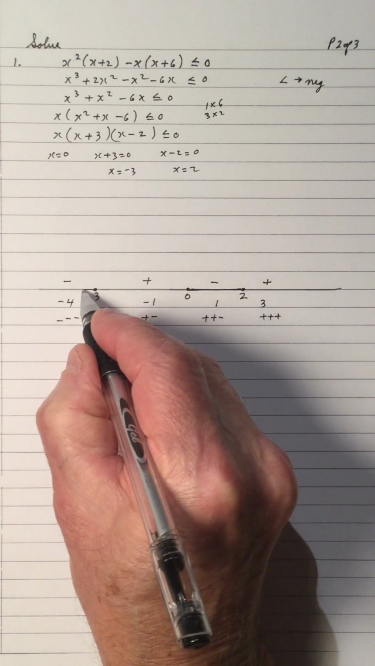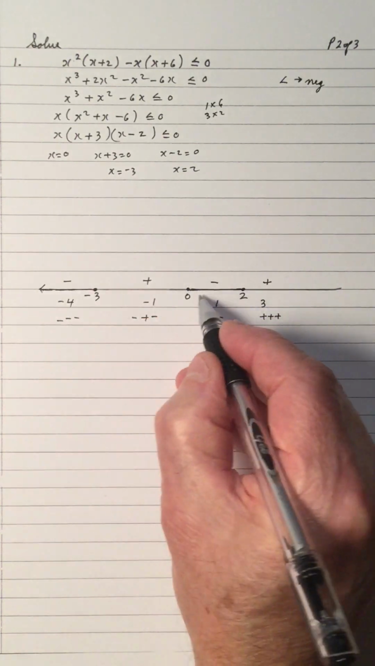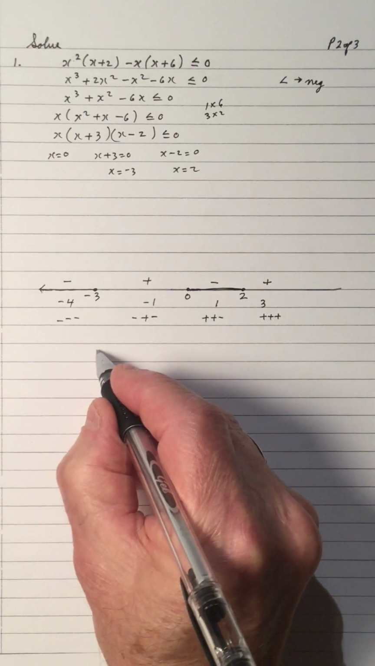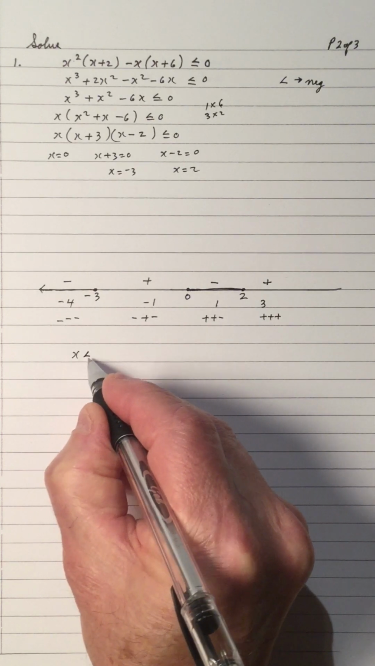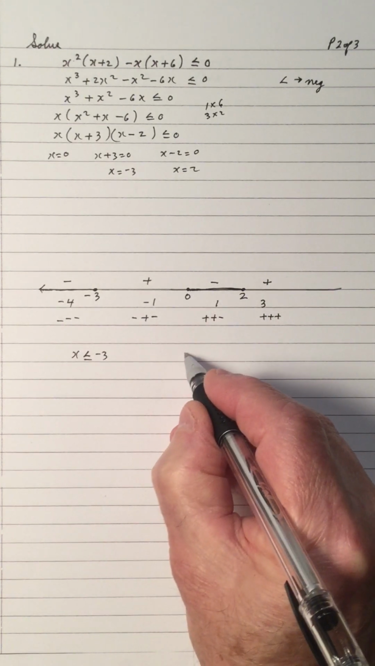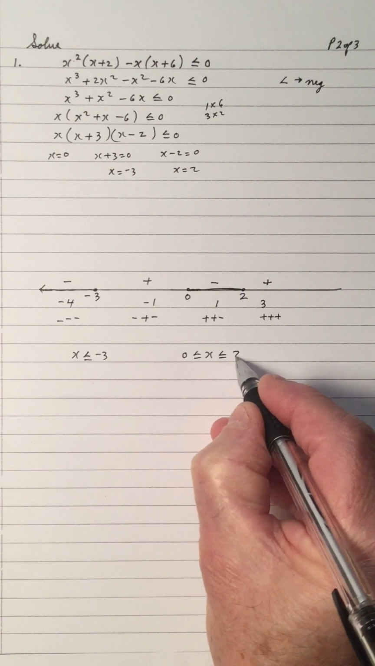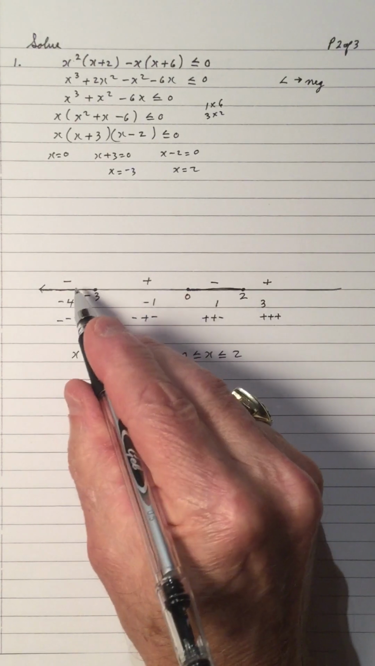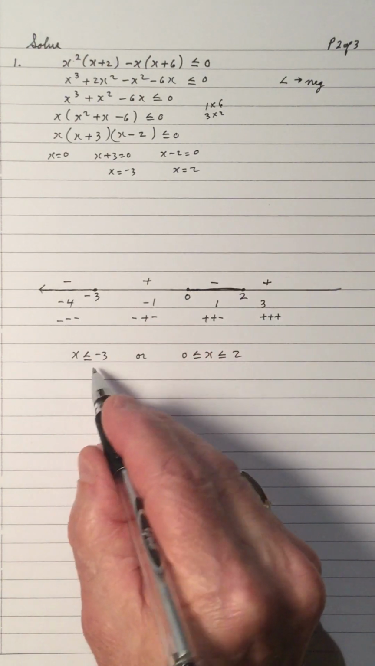And the negative is to the left of the negative 3. So we look at that. So there we are. So if we take this one, that's x is less than or equal to negative 3. We take this one, 0 is less than or equal to x is less than or equal to 2. And this is an "or," a union. It's here or here. So that's the solution.